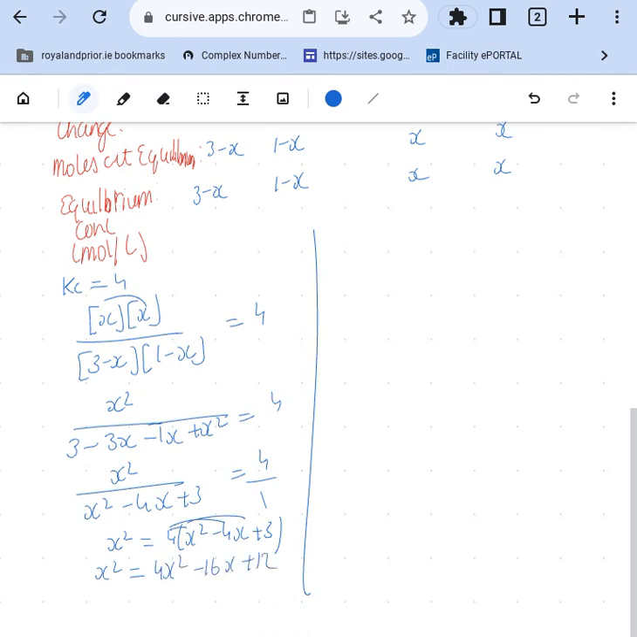And then tidy it up, starting to look like your old friend the trinomial, the quadratic. Bring across the x squared, change its sign. So you've got 3x squared minus 16x plus 12. Now I wouldn't even bother.